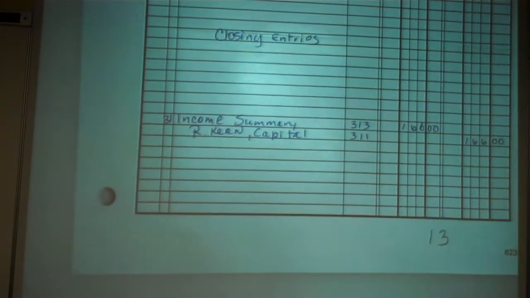When you finish posting, those are the account numbers. Did income summary go to a zero? Hopefully. Okay. And capital should have been increased.